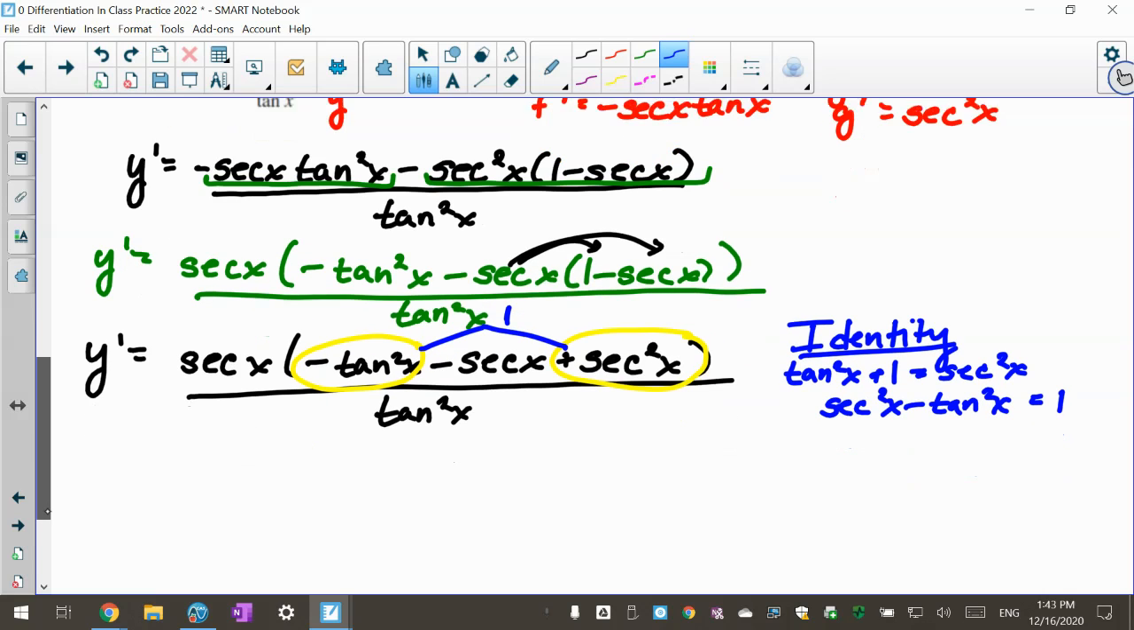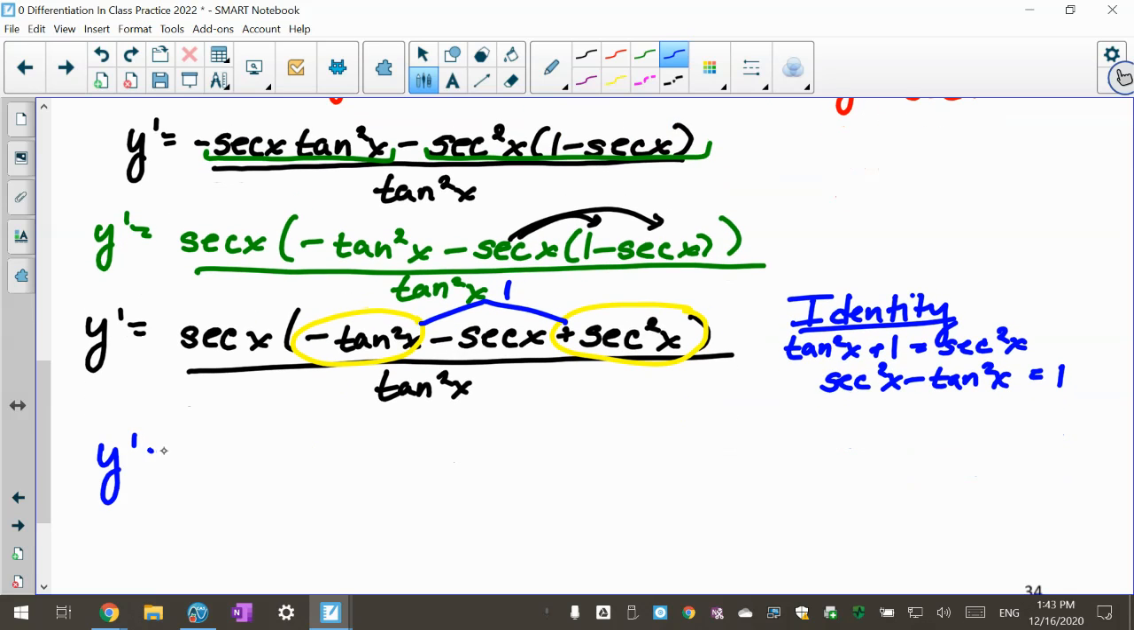So that simplifies this very nicely to say y prime is secant x times 1 minus secant x, because that's what those two came out to be, is a 1 all over tangent squared x. And that'll be the final way to simplify this, and it's in factored form.